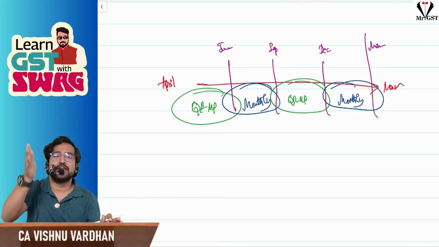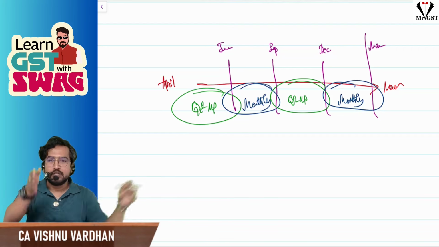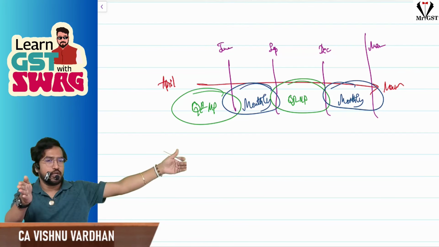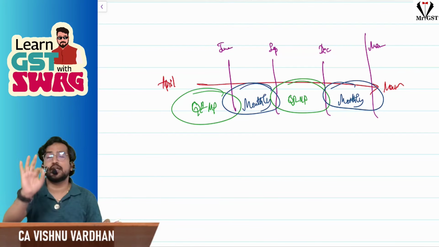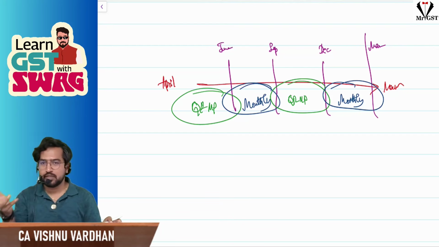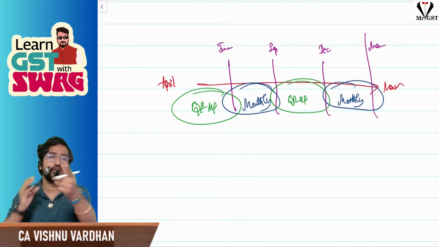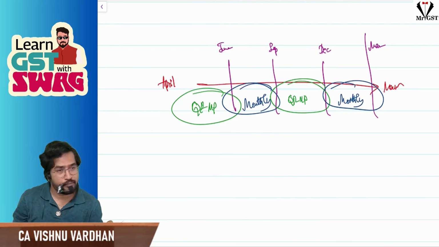Coming to the point, if it is in monthly, it will continue as monthly. It will not change to QRMP. If it is in QRMP, it will keep on in QRMP. It will not change to monthly unless you change it. So you can change from one quarter to another, any option, as many times as you want. But the only thing is, aggregate turnover in the preceding financial year should not have exceeded 5 crores.